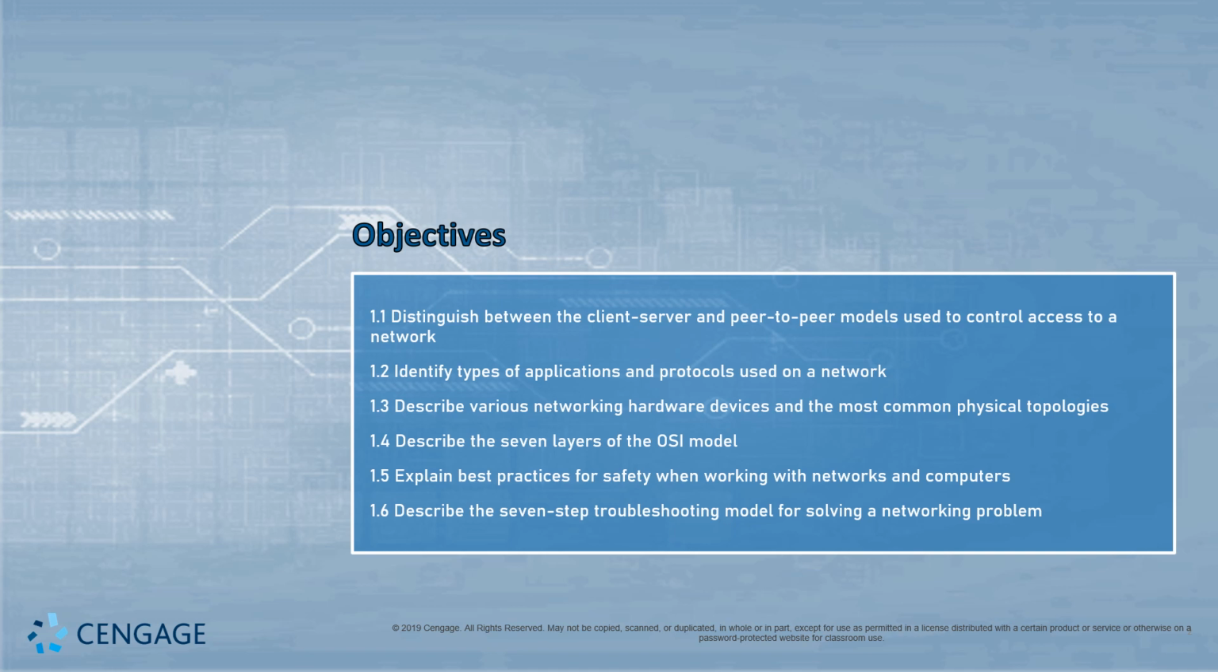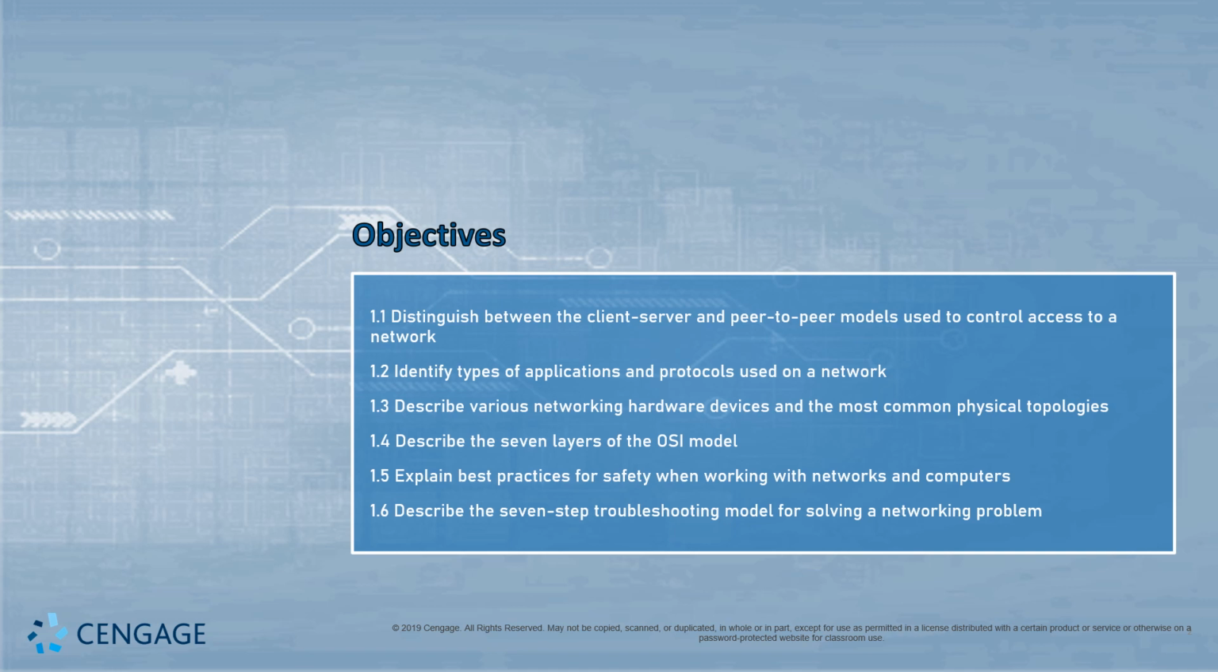We're going to identify different types of applications and protocols that are used on a network. We're going to look at some hardware devices as well as the most common physical topologies. We're going to look at the 7 layers of the OSI model, which is the most common organizational model used to describe the flow of network traffic from a requesting client to a delivering server and back again.